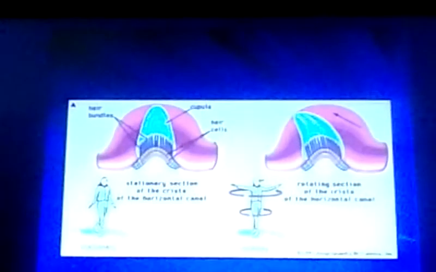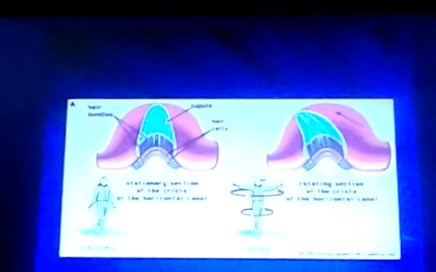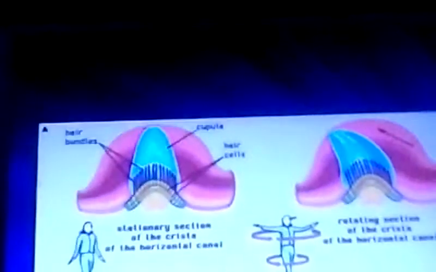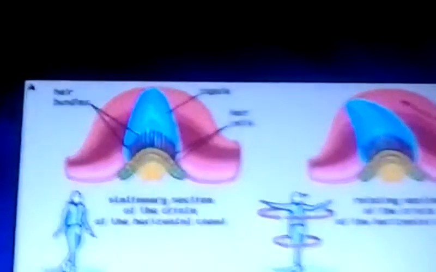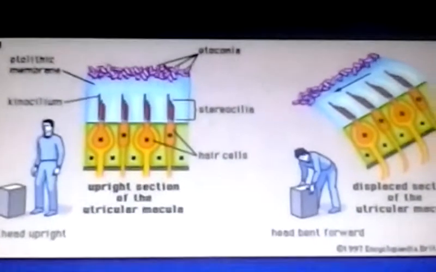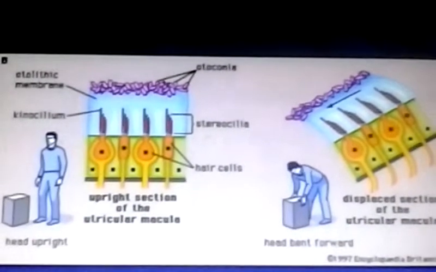So the figure skater, when she spins, the cupula is being pushed to one side by the inertia of the fluid in there. And when people bend over, the relative position due to the weight of these little stones causes them to know what direction is down.